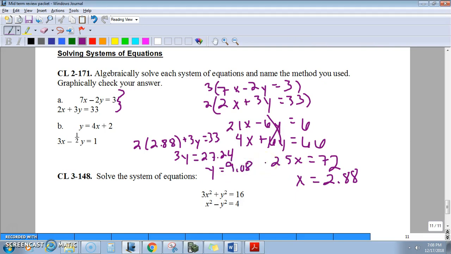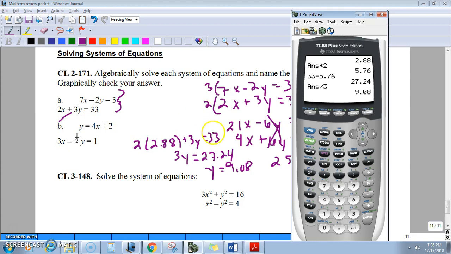X is 2.88. Graphically check your answer. I'm not going to graphically check this one, but you know what I am going to do that's going to be a good reminder for you guys is use the matrix to check this. Because if I checked it graphically, I'd have to solve both for y, and that seems like a little more work to me than necessary.